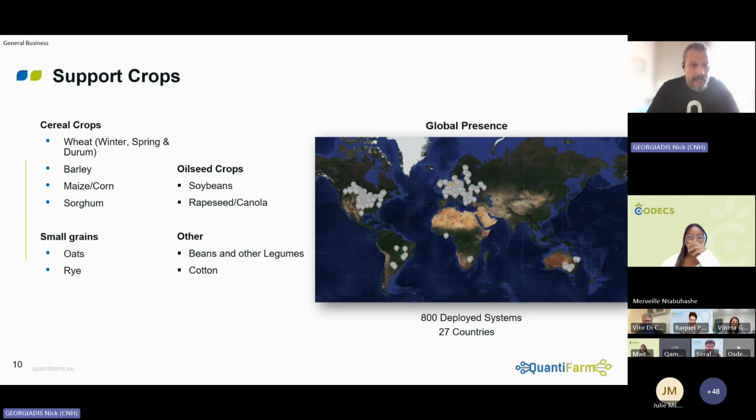And currently it can support several different arable crops, from cereals to oilseed crops, small grains, or even beans and legumes. And in this case, we had the cotton crop.